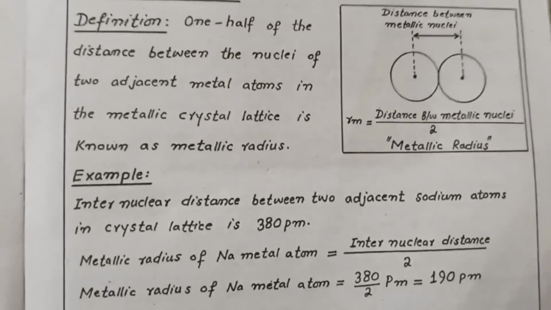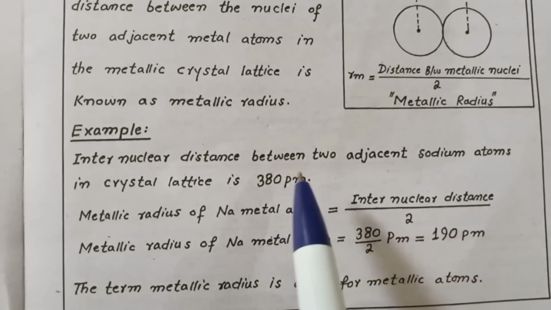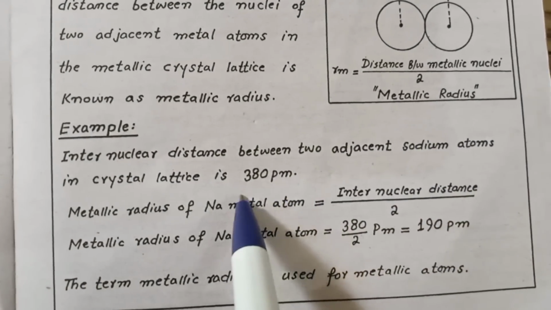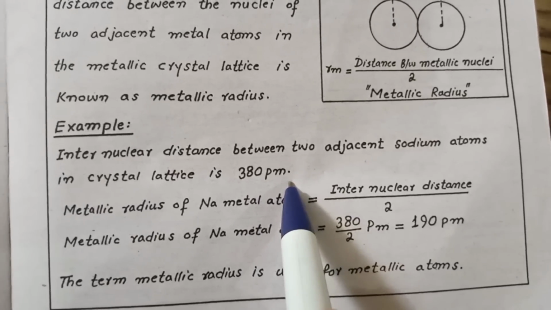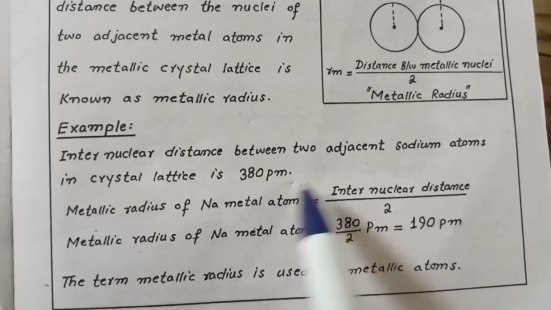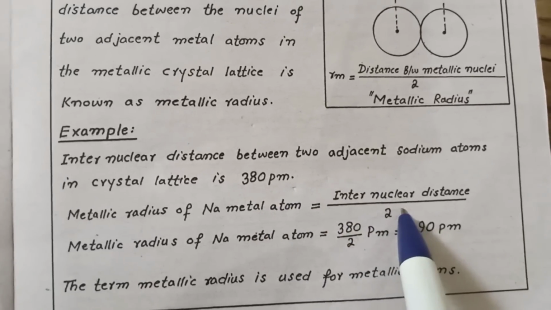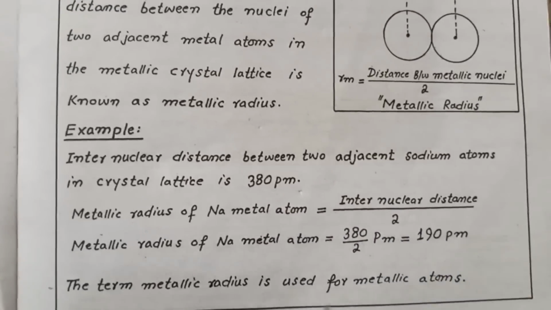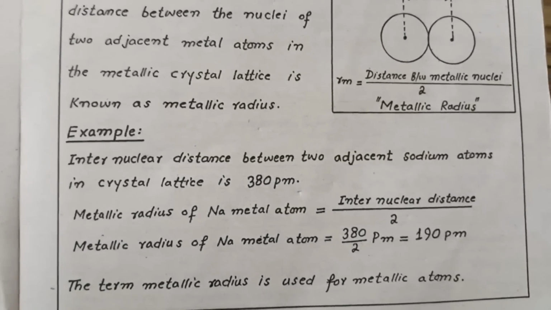In an example, the internuclear distance between two adjacent sodium atoms in the crystal lattice is 380 pm. Now we have to find the metallic radius, so we put 380 pm in the formula and we get 190 pm. So 190 pm is the required radius for the metallic atoms.